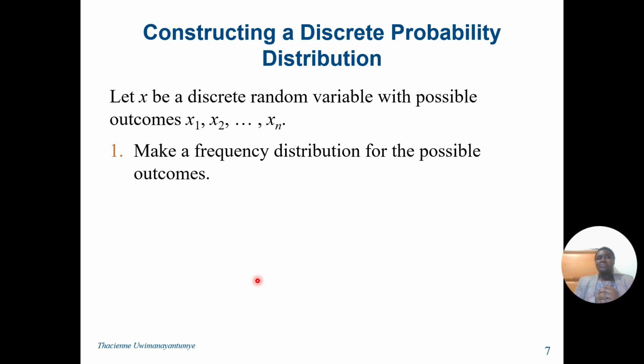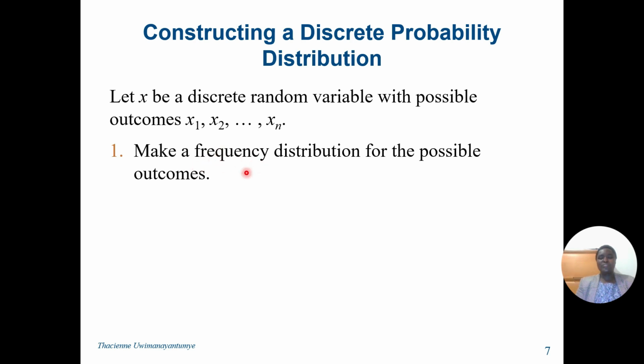Let's try to see how we can construct a discrete probability distribution. Let's say you have x, which you want to be a discrete random variable, and it has n possible outcomes, x1, x2, up to xn. To make the probability distribution of this random variable, first you have to make a frequency distribution for the possible outcomes. This is the first thing that you have to know.